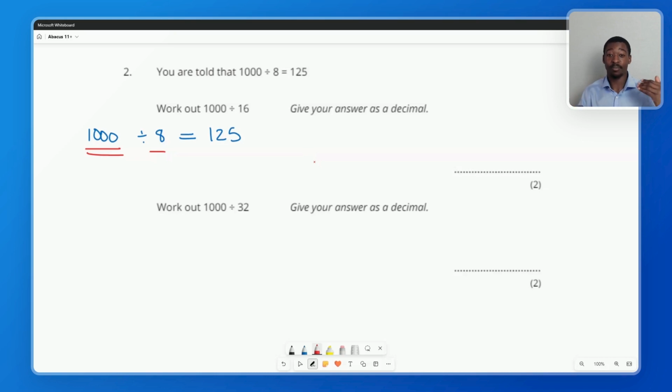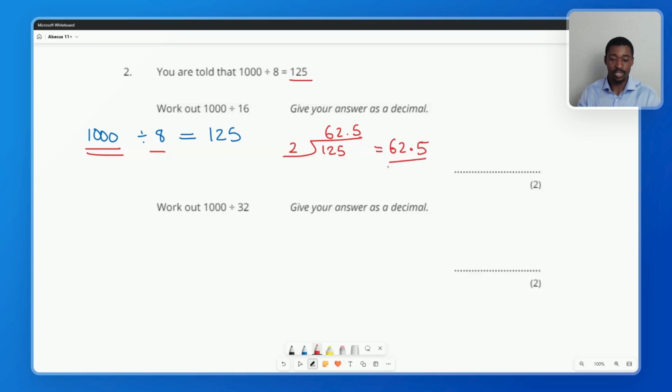So if we're cutting the pizza into more sections, is the result going to be smaller or bigger? It's going to be smaller because we're cutting up into more. There are more mouths to feed. So using that logic and understanding, if 1,000 divided by 8 is 125, then 1,000 divided by 16 should be half of 125. So we take 125, we divide it by 2, we have 6, and then we have 2.5. So 62.5.